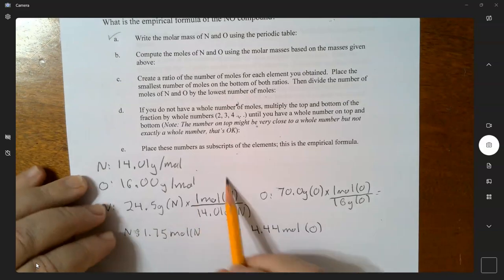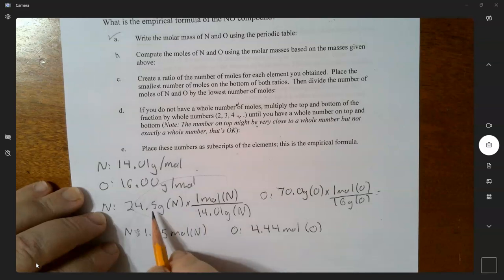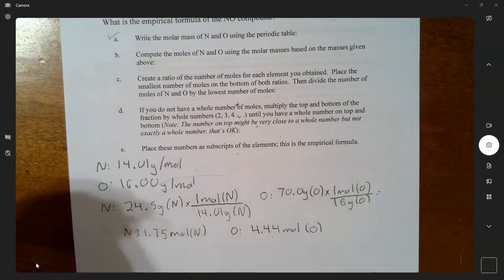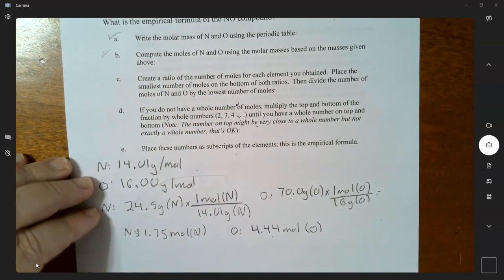Again, label every time you do this or you're going to get them reversed sometimes, okay? After we do this calculation, we get 1.75 moles of nitrogen. 24.5 divided by 14. Over here, we got 70 divided by 16. We get 4.44 moles of oxygen. Okay, so we did that. Now we create the ratios.